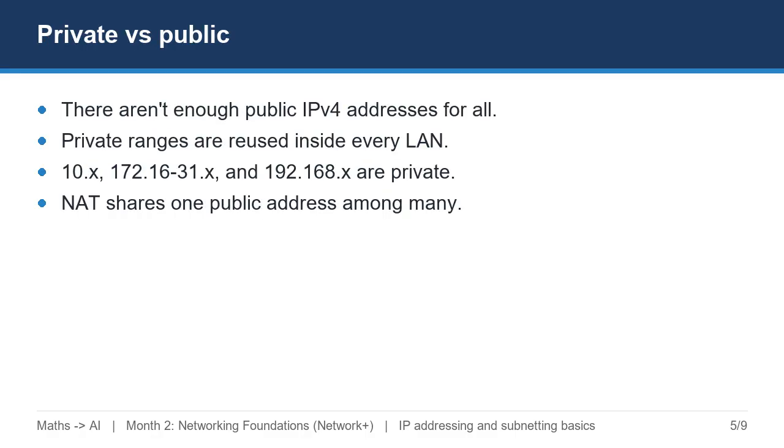Here's a key idea. There simply aren't enough public IP version 4 addresses for every device on Earth. So we reuse private ranges inside our local networks. The 3 private ranges are 10., the 172.16 block, and 192.168. Your router uses something called NAT to share a single public address among all your private devices. That's why every home router hands out 192.168 addresses.